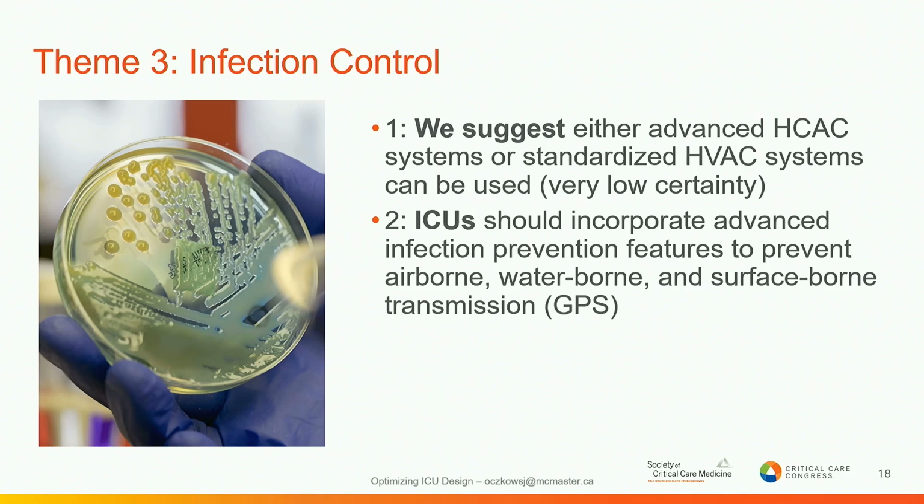But we did make a good practice statement that ICUs should incorporate advanced infection prevention features. And these varied between units. Some units have a problem with sinks, Pseudomonas, and there's devices that help that. There's airborne and there's surface-borne transmission. Various ICUs are going to have issues with these, and in the document we talk about, you really need to talk to your local infection prevention and control folks to figure out what strategies are right for the unit you're designing or building.